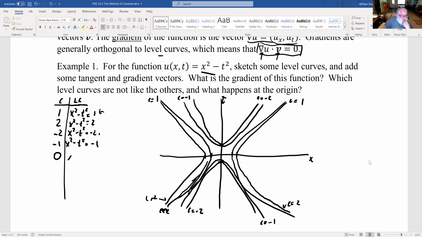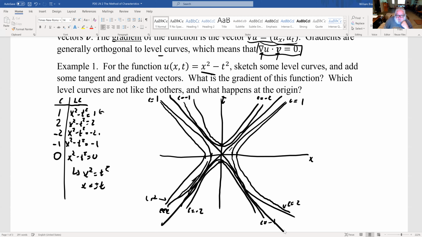Finally, the 0. X squared minus t squared equals 0. If you solve it, that becomes x squared equals t squared, or x equals plus or minus t. Those are the asymptotes of all these hyperbolas, although this is a really terrible drawing. And they're just these straight lines. So this x running through the middle here, that's the c equals 0. Great, so those are the level curves that are not like the others.